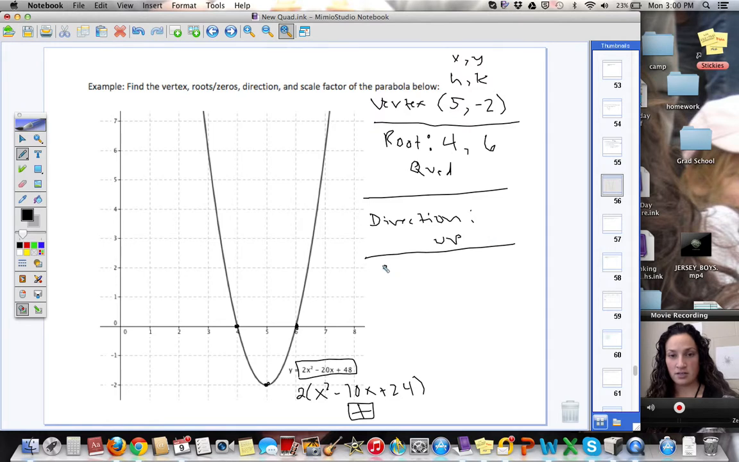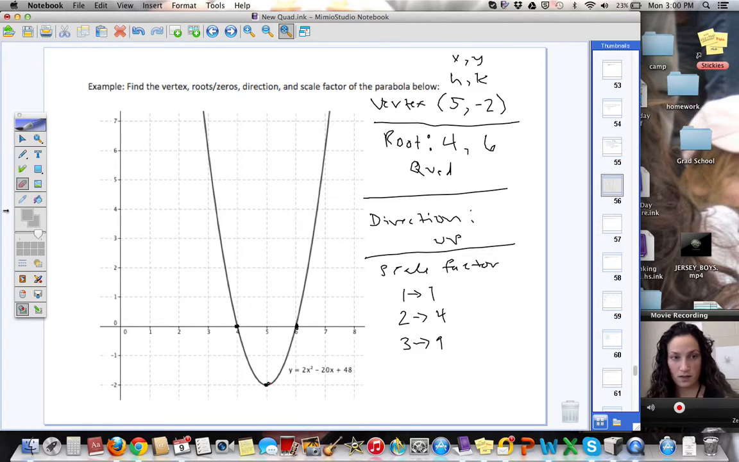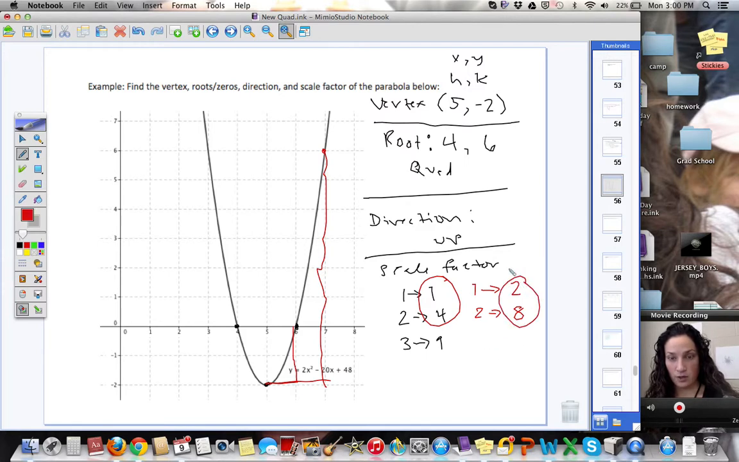And then scale factor. Remember, for my normal parabola, my parent function, I go over 1, then up 1. I go over 2, then up 4. Over 3, then up 9. I'm just squaring them: 1 squared is 1, 2 squared is 4, 3 squared is 9. If we look at this graph, I'm going over 1, up 1, 2. Over 1, up 2. Over 2, up 1, 2, 3, 4, 5, 6, 7, 8. Over 2, up 8. So then I compare these numbers. To get from 1 to 2, you can think of it as timesing by 2. To get from 4 to 8, I'm timesing by 2. So my scale factor is a factor of 2.